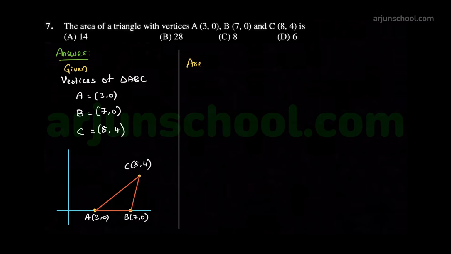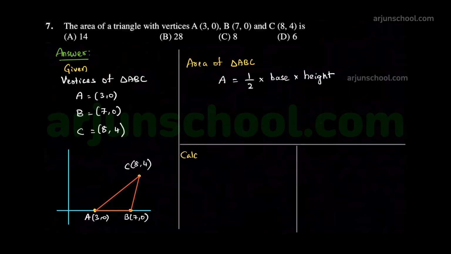And what is the formula to find the area of a triangle? Area is equal to half into base into height. Now let us calculate the base of this triangle. AB is the base of this triangle.